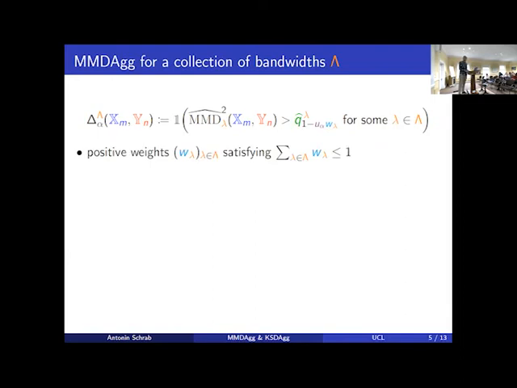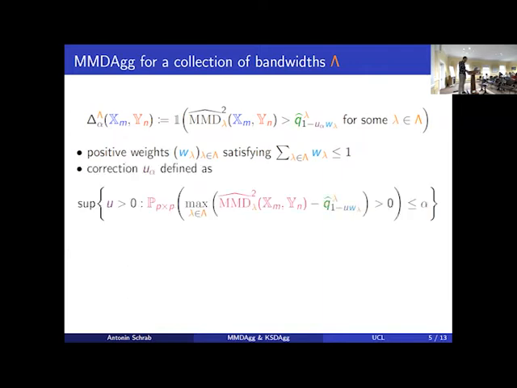Those are just some weights that sum to smaller than 1, and some term U alpha, which is designed so that our test exactly has non-asymptotic level alpha. If you look at this, it looks a bit complicated, but it's not really. Up there you have MMD greater than quantile. That's the same as saying that MMD minus quantile is greater than 0. And it's for some lambda, so that's the same as saying that the greatest value of MMD minus the quantile is greater than 0. So essentially here, that's the probability of rejecting the null hypothesis.